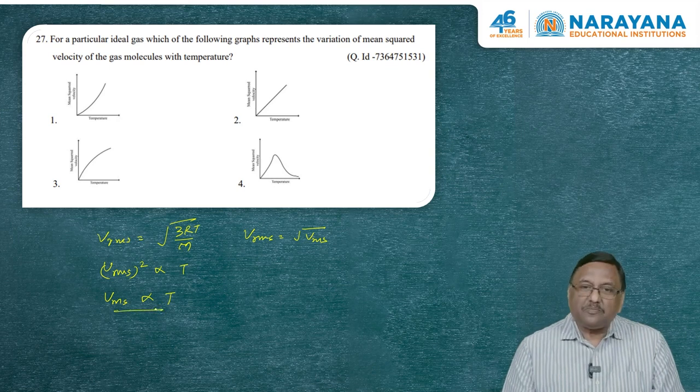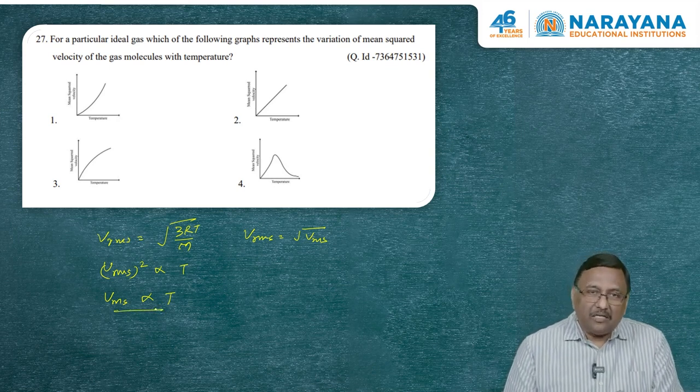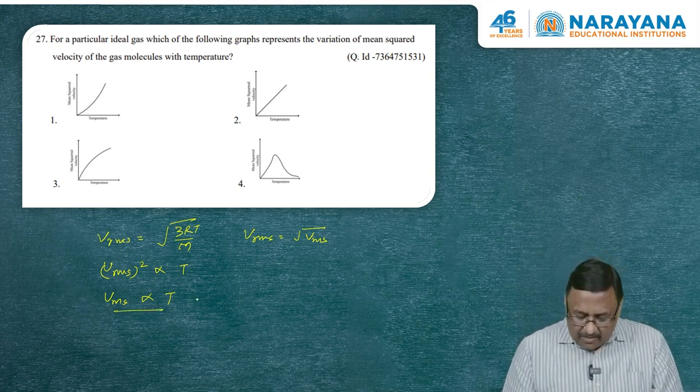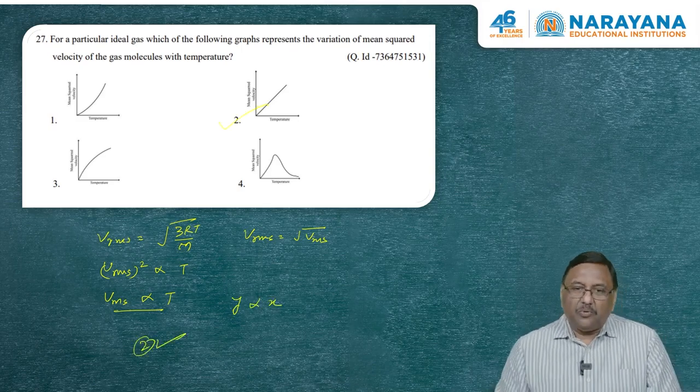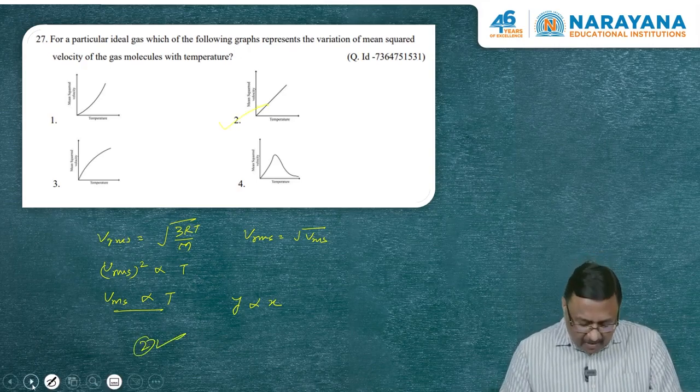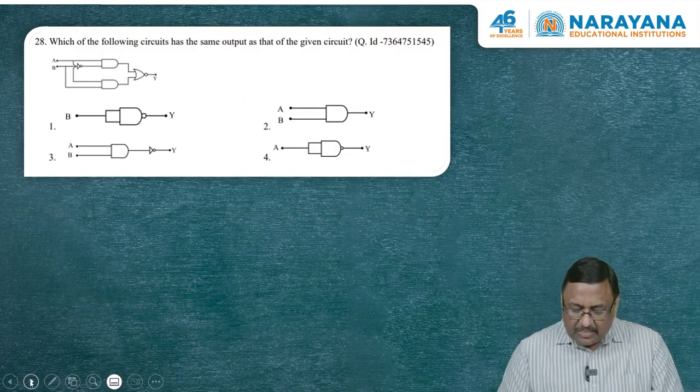Since V mean square is proportional to temperature, it is going to be a straight line. That means Y is proportional to X, if Y is taken along the mean square velocity, so option 2 is the right answer. So we can go for option 2 here as the correct option. I hope that is also a very simple question as far as this paper is concerned.